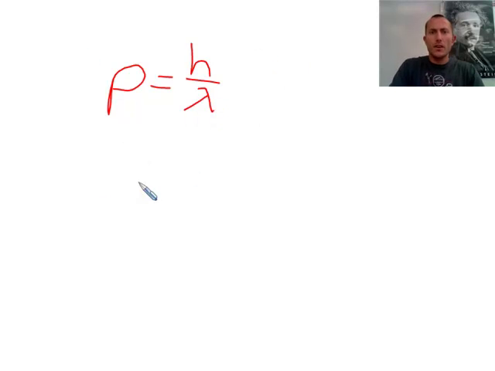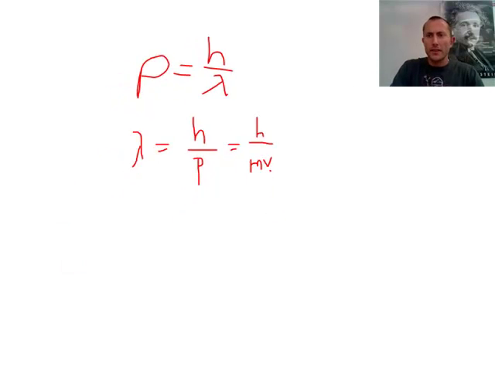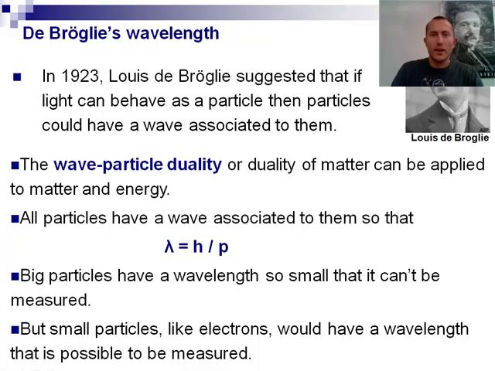And if this was true, then we could rearrange the equation to solve for wavelength, and there we would get lambda equals h over p, or Planck's constant over momentum, which we can also then substitute in mv for momentum and see that theoretically anything that has mass and velocity, momentum, should have some associated wavelength. And that was the reasoning that de Broglie followed.